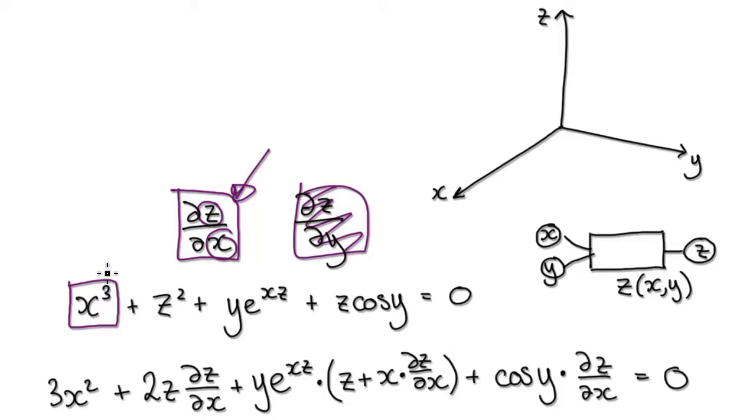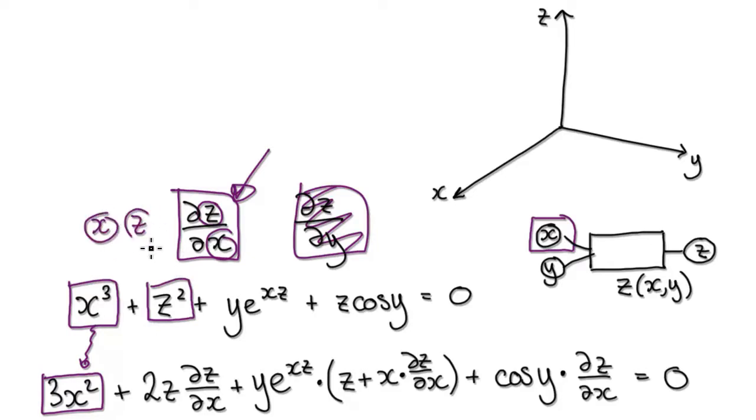So looking at this, we know that x is an independent variable. So when you differentiate it, it will then give you this. So the next one would be this. You see, x and z are variables. y is a constant because we are differentiating z with respect to x. So x would be a variable, z would be a variable, y would be a constant.